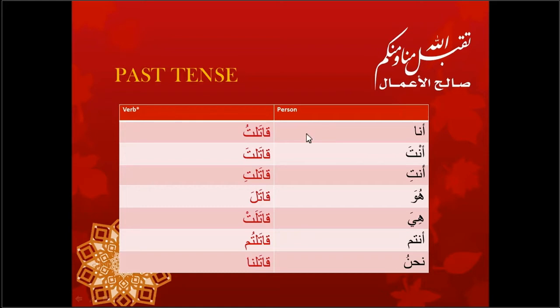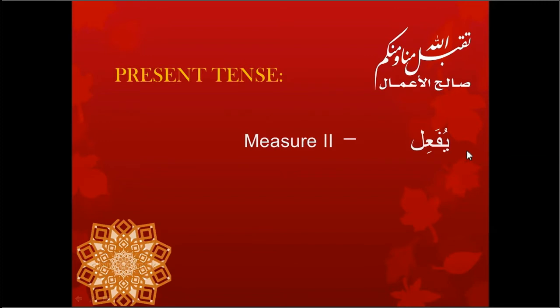So, ana qataltu, anta qatalta, anti qatalti, huwa qatala, hiya qatalat, antum qataltum, nahnu qatalna, versus qatalna, qatalat and so forth. But the conjugation, you don't have to remember any new conjugation, just put this stem in there. Now present tense is also good news if you learned the conjugations for measure 2, and you should have to make it to this point. We're just going to use the same thing for 3.